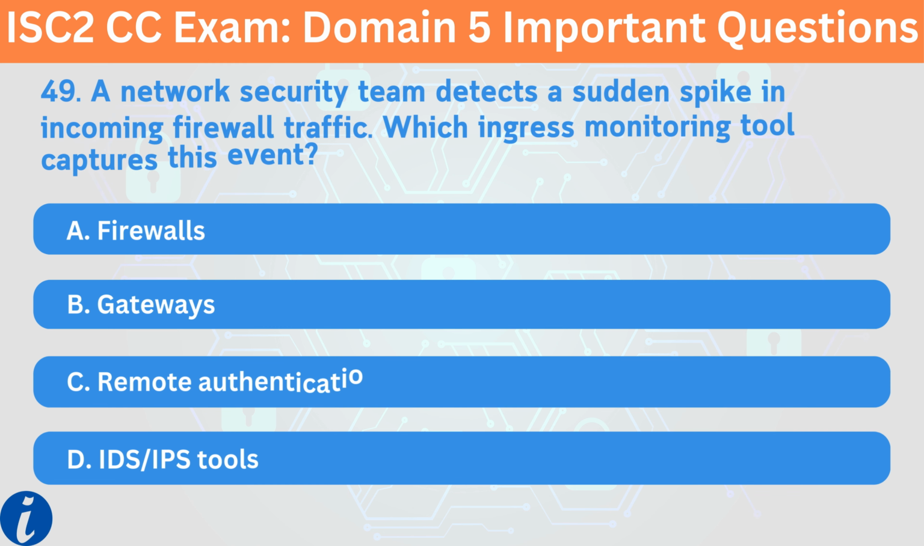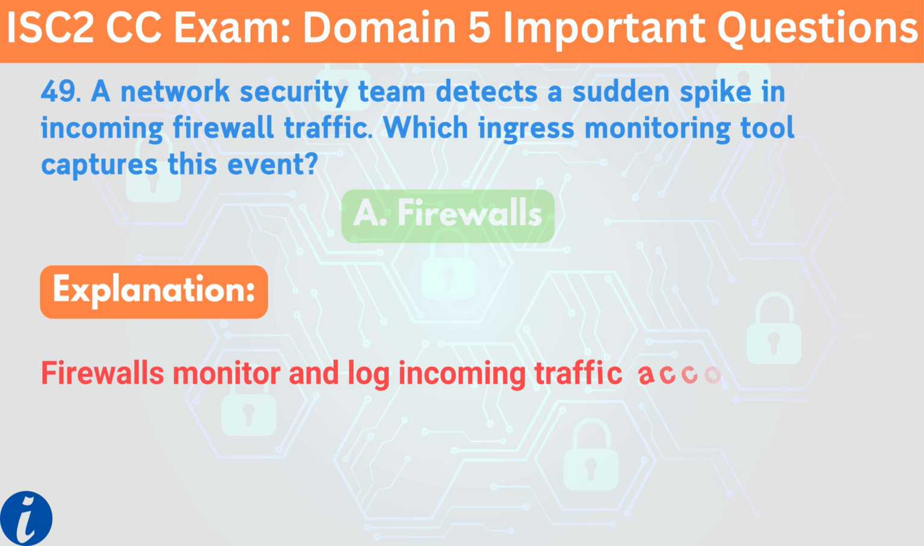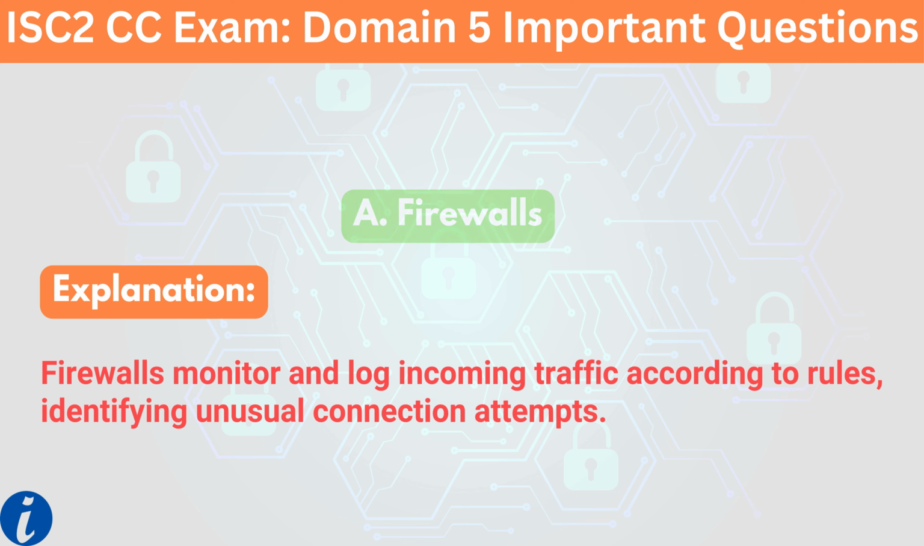49. A network security team detects a sudden spike in incoming firewall traffic. Which ingress monitoring tool captures this event? A. Firewalls. B. Gateways. C. Remote authentication servers. D. IDS/IPS tools. The correct answer is A. Firewalls. Explanation. Firewalls monitor and log incoming traffic according to rules, identifying unusual connection attempts.